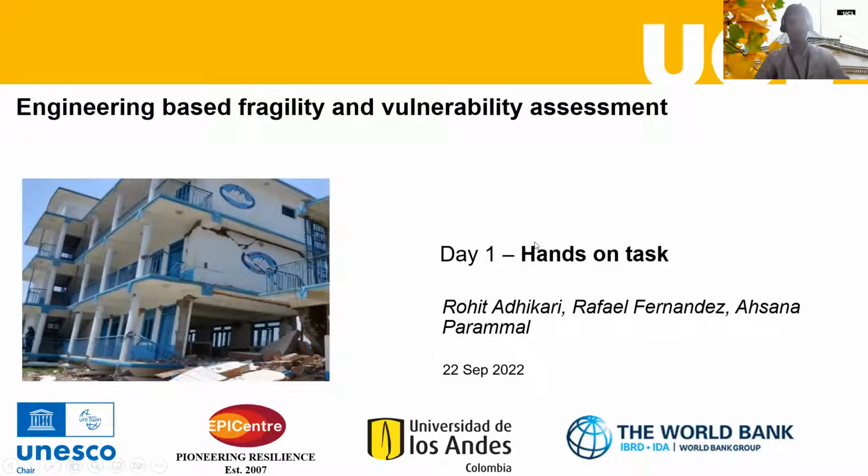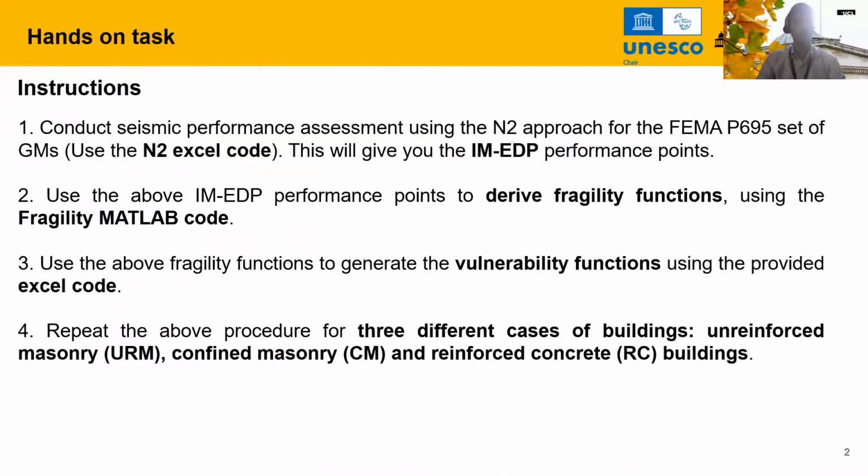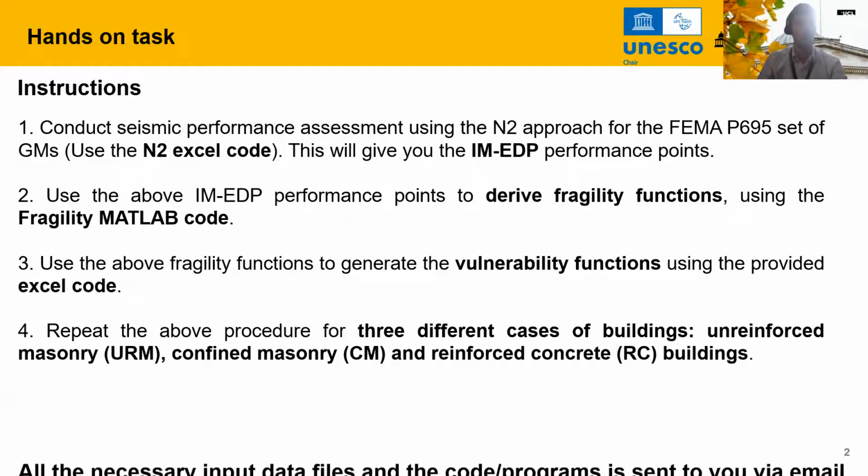What we are asking you on this hands-on task is basically homework. So these are the instructions for the hands-on task. You are asked to first conduct the seismic performance assessment to get the IM versus EDP points using the N2 Excel code we have given, for the same set of ground motions. You don't have to change the inputs required for that Excel sheet, we will provide it. I will explain that in a while.